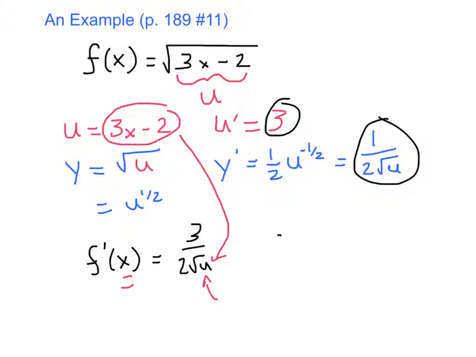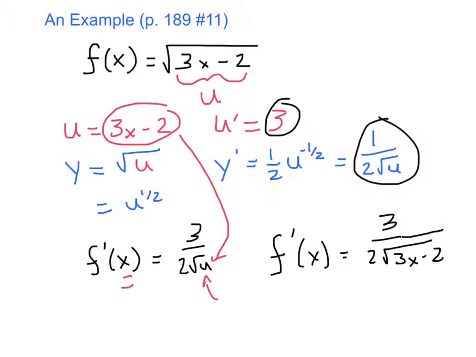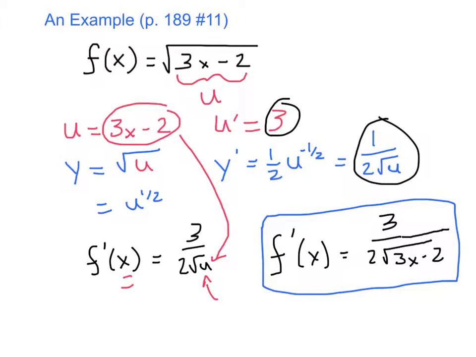So my final derivative, written in terms of x, is f prime of x equals 3 over 2 square root of 3x minus 2. Got to make that fraction bar bigger there. And so this is the derivative function for f. The original function was the square root of 3x minus 2. The derivative is 3 over 2 square root of 3x minus 2. Well, I hope that explained it a little better. Good luck with the chain rule.